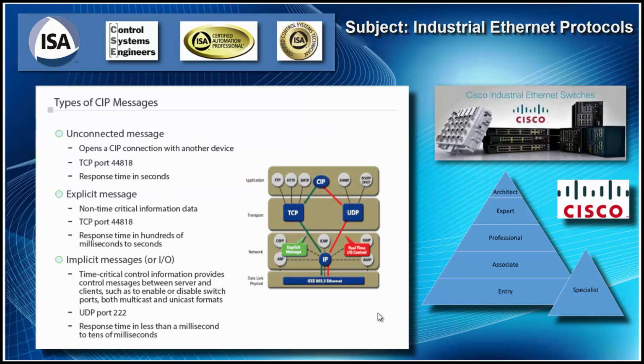The important aspects of the CIP implementation of Ethernet IP are the various types of messaging that are used and how the types are implemented in standard Ethernet TCP/IP. All connections in a CIP network can be divided into unconnected messaging, explicit messaging connections, and implicit or input-output messaging connections. Unconnected messaging in the CIP protocol is used to open a non-time critical CIP connection with another device.